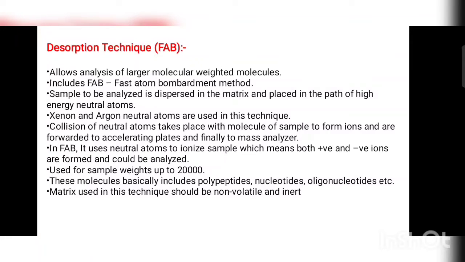In this method, the neutral atom is used to ionize the sample, which means both positive and negative ions are formed and could be analyzed. These molecules basically include polypeptides, nucleotides, and oligonucleotides. The matrix used in this technique should be non-volatile and inert.